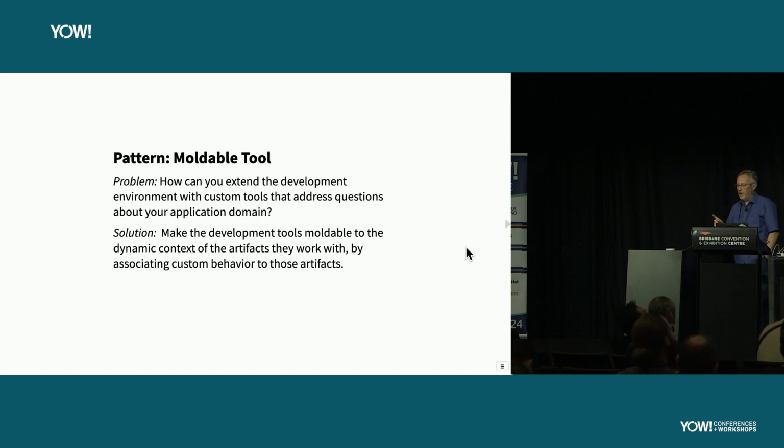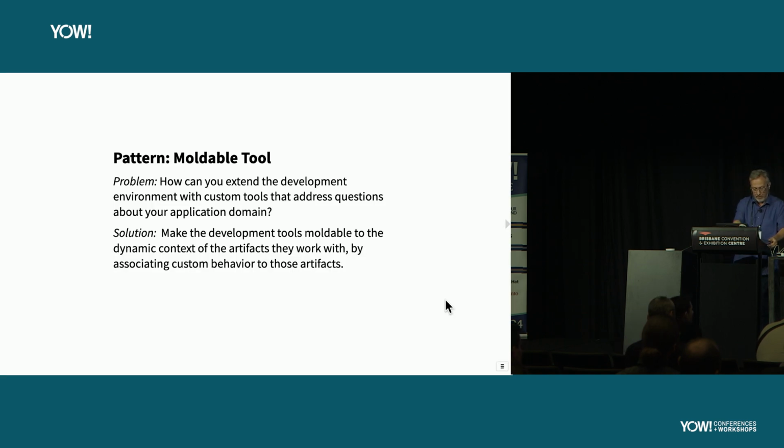Third example, and this is probably the toughest one. Think again, a lot of you are tool builders out there. How would you do this in practice? It's not that hard, but it does require opening up your tools. So the question is, how can you extend the development environment with custom tools that address questions about your application domain? You have to open up the development tools, make them moldable to the dynamic context of the artifacts they work with, by associating custom behavior to those artifacts.